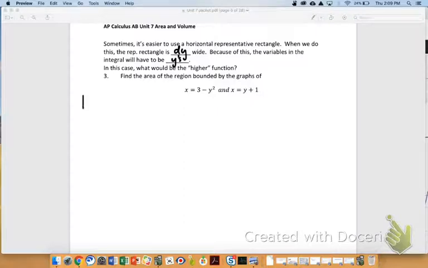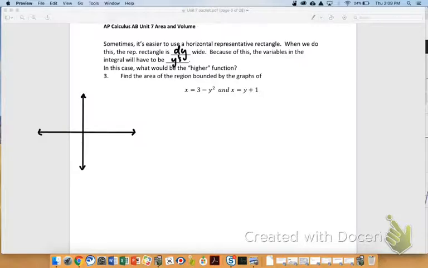So there's my y. There is my x. And the first one, x equals 3 minus y squared. So, of course, if this was y equals 3 minus x squared, you would probably have no issues with this, would you? But it's x equals 3 minus y squared.